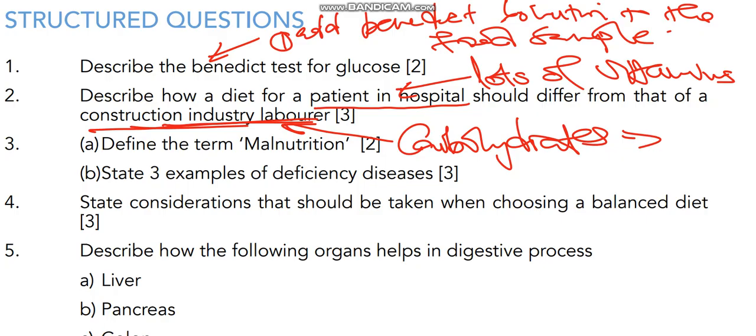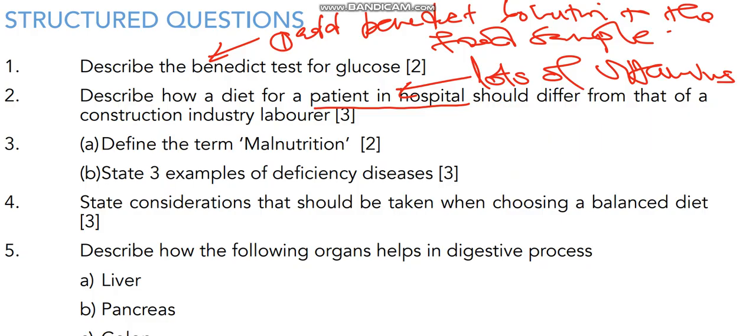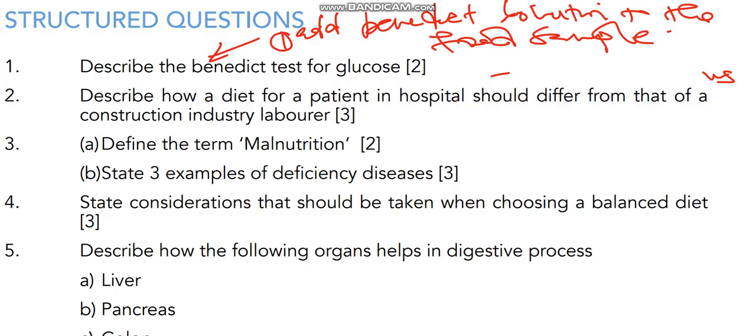Okay, so moving on to the next question. I hope you assisted on this one. The next question says define the term malnutrition. What is malnutrition? Malnutrition can be defined as a diet with excess, which means above normal, or less components of a balanced diet.